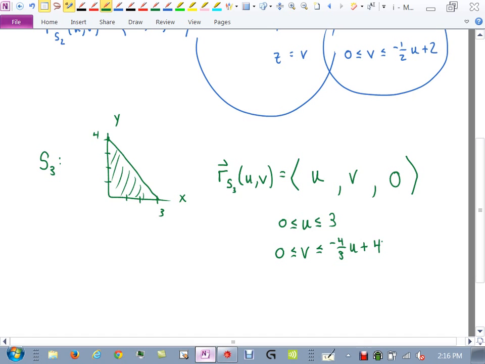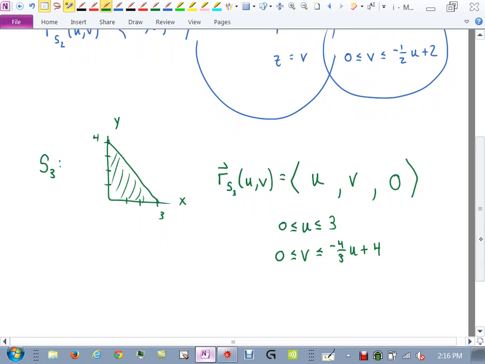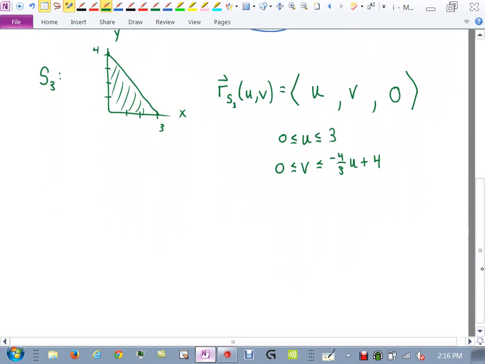The reason it's challenging is because it's not flat up against one of the sides, right? So you can't let one of the variables be 0. So let me try and help you out with S4.